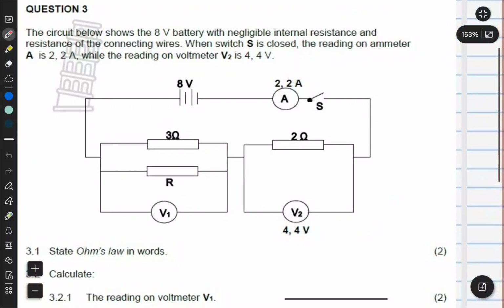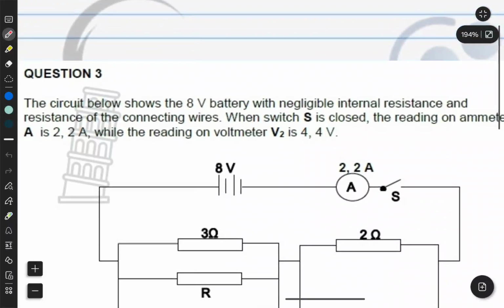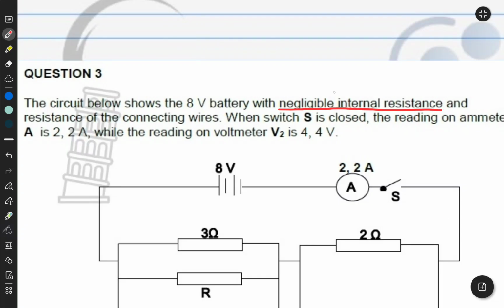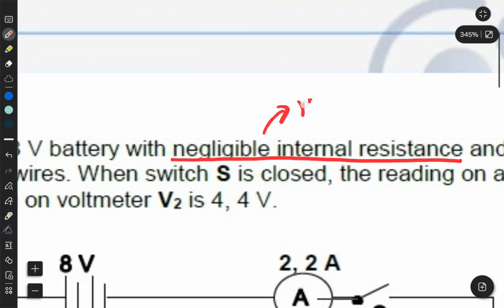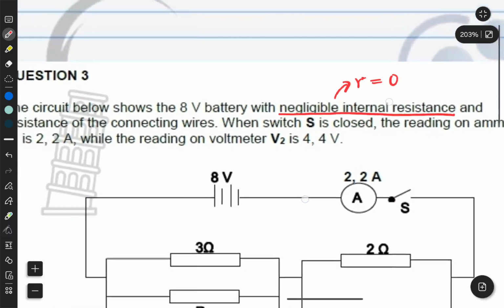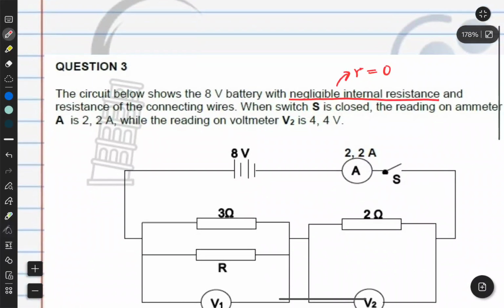So we are given a circuit and it shows that there's an 8-volt battery with negligible internal resistance, right? Since they're saying the internal resistance of this circuit is negligible, it means your small r will be equal to naught. You just assume that it's naught. So it means the EMF, which is 8 volts, is also the total voltage supply of the circuit.